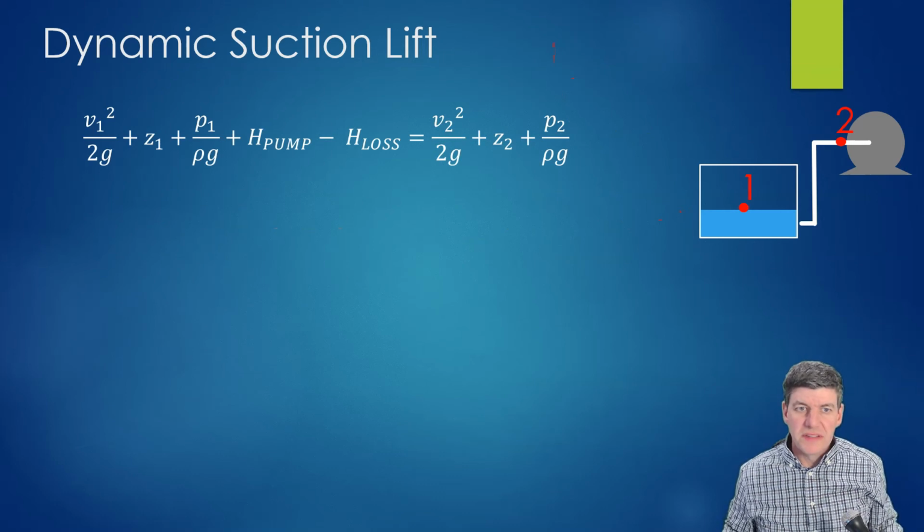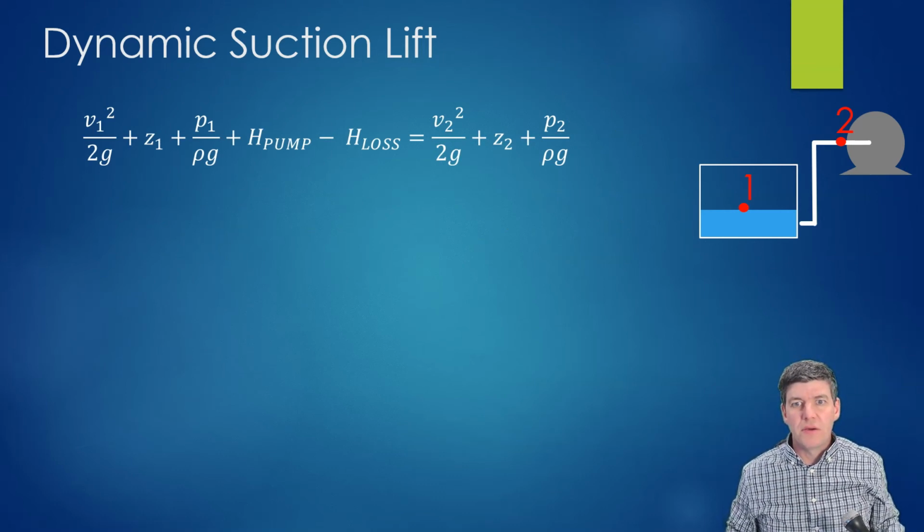Dynamic suction lift is similar to dynamic suction head. The only difference is that now our water reservoir is below the pump. It causes a little bit of confusion with how we come up with our equations, and we'll walk through that here.